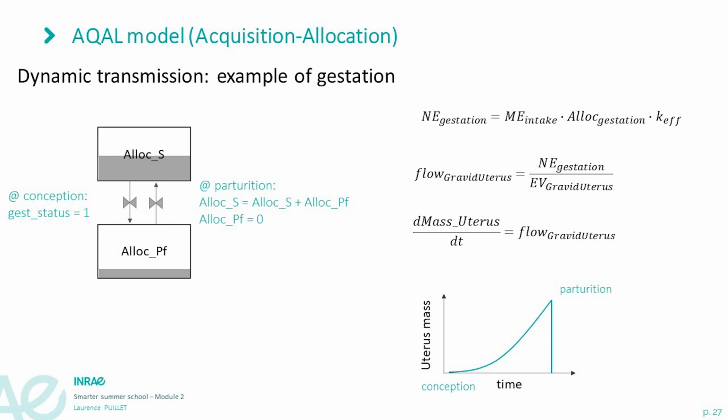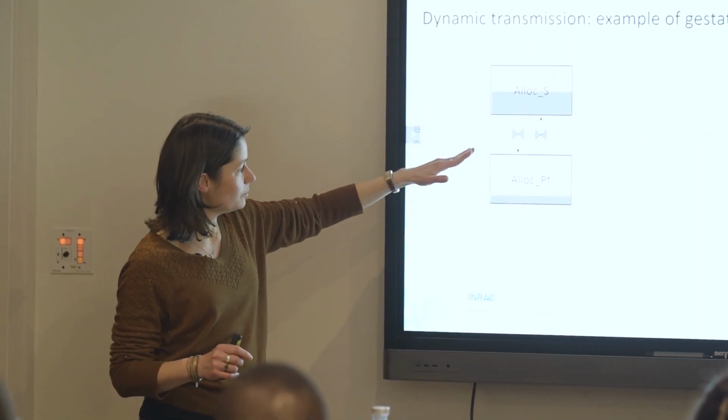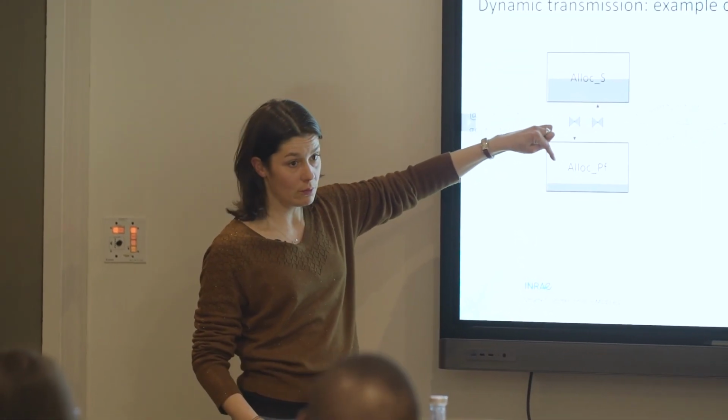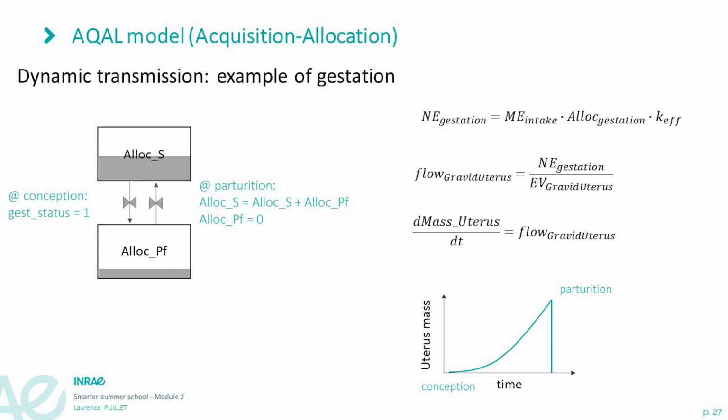I'm almost at the end. So for you to get, because it's very fast to train you on dynamic modeling, here is just an example with this gestation allocation. So here, it's the compartment allocation for survival, so maintenance and body reserves. And here, it's for gestation. At conception, there is a Boolean variable, gest status, very original name, that is becoming equal to 1, and that allows the flow to start. Before, it's 0, so there is no flow.